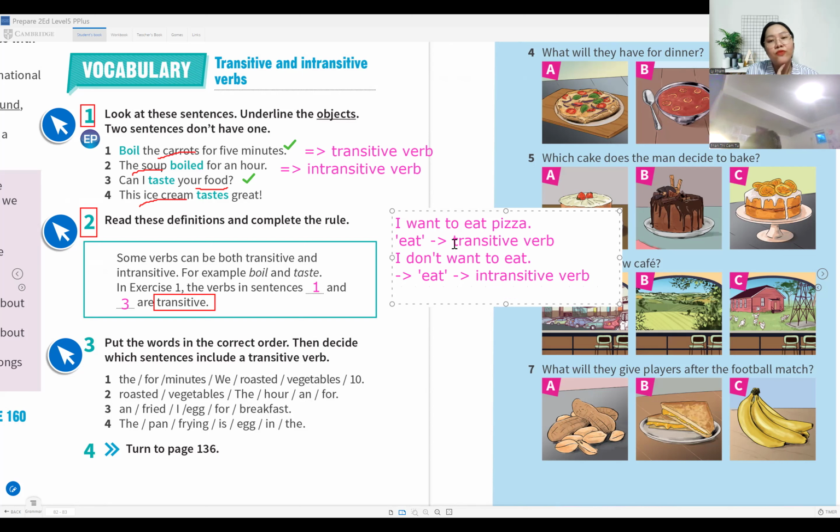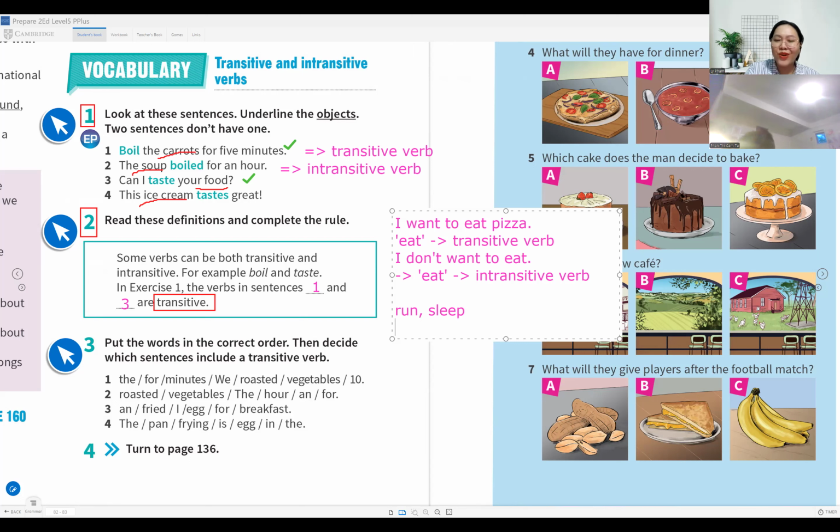But some verbs are always intransitive. For example, run. We can say I run, he is running, or she can run fast. But after run, you cannot find any objects because it is definitely an intransitive verb. Or I can say sleep, no object, right? We don't need to put any objects after it.